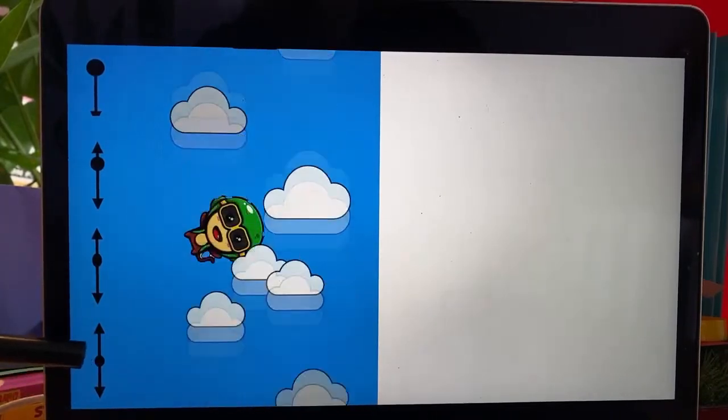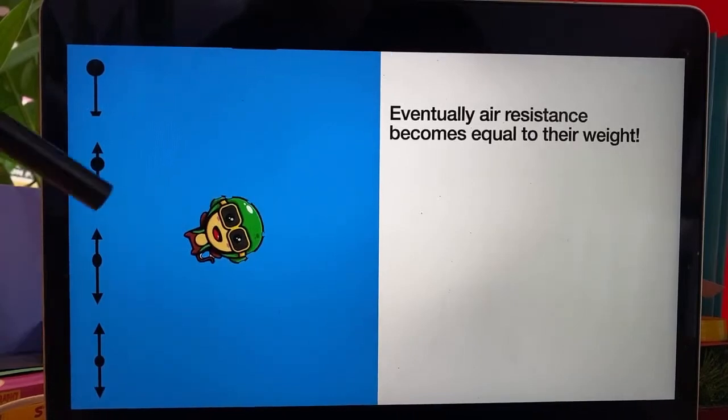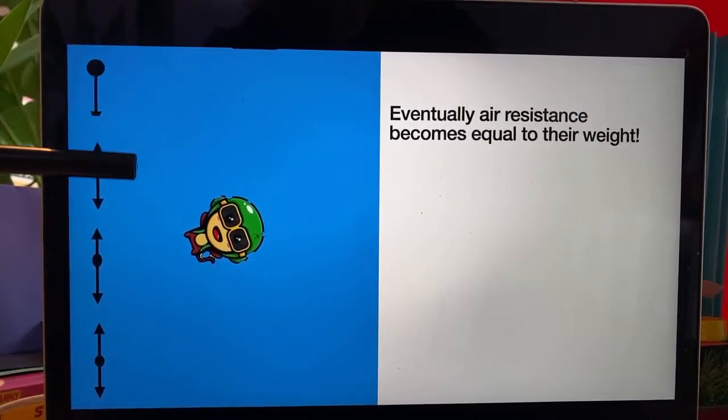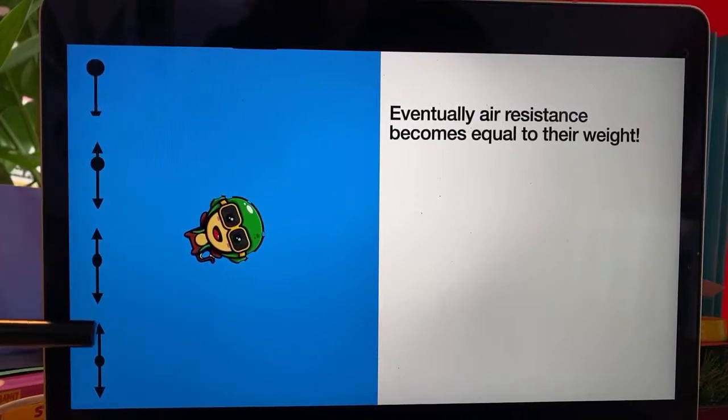So what has happened to their speed? It's so clear from my PowerPoint. Eventually, the air resistance pushing back becomes equal to their weight. Is that okay? They travel faster and faster and faster. Air particles push against them more and more until the air resistance equals their weight.